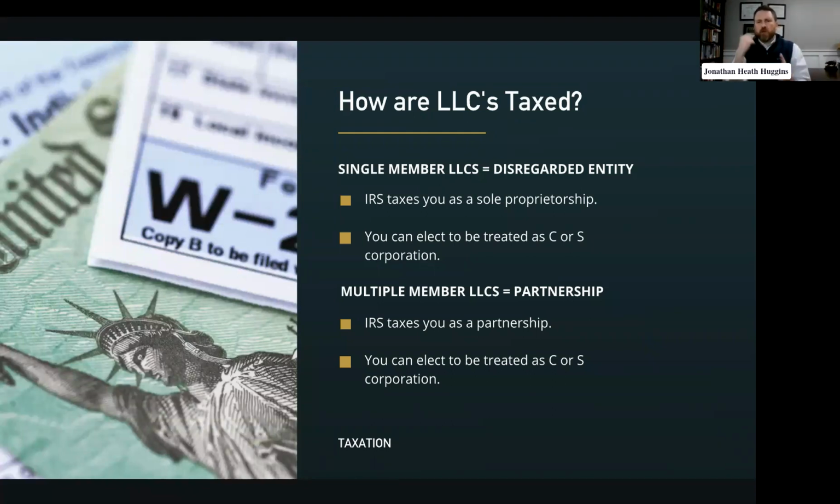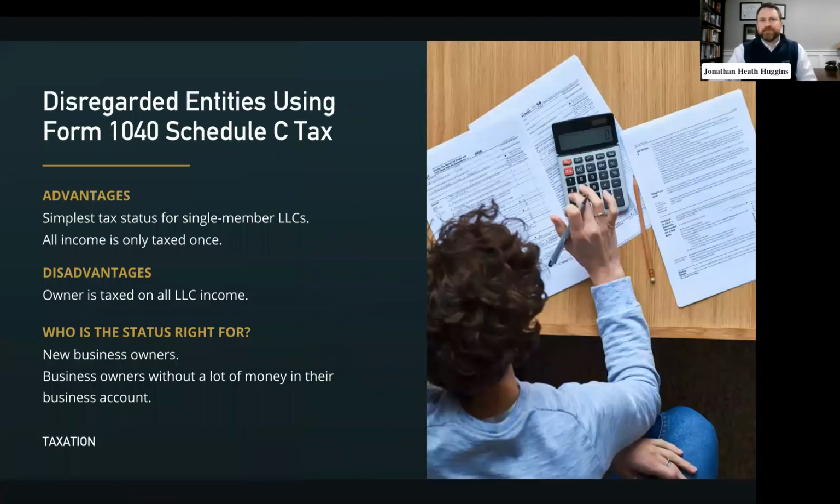So if it is two partners or more, then that is considered a multiple member LLC. If you just apply with two people, then by default it would be treated as a partnership. Now, I do understand that there's the same advantage as with a single member. You can elect with the IRS that you want to be treated as a C or an S corp. Both of them do have their pros and cons.